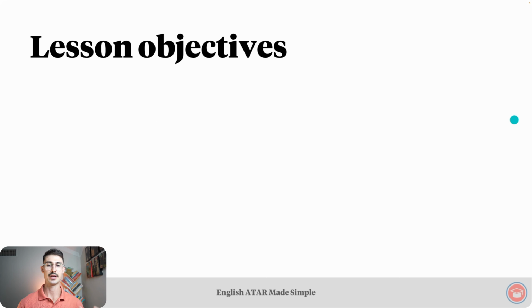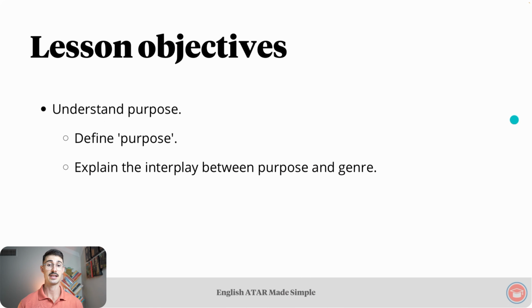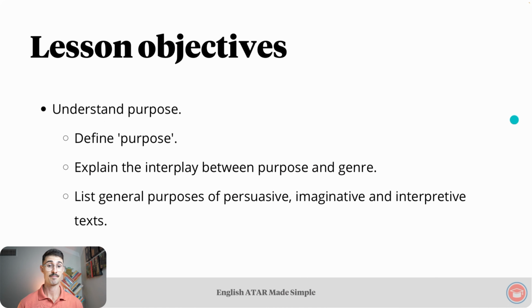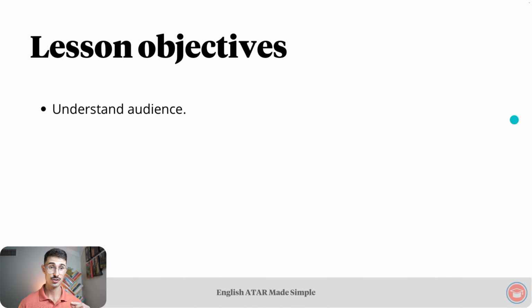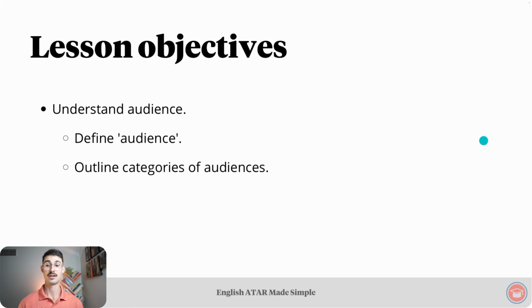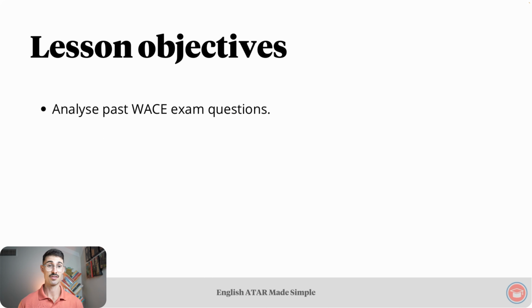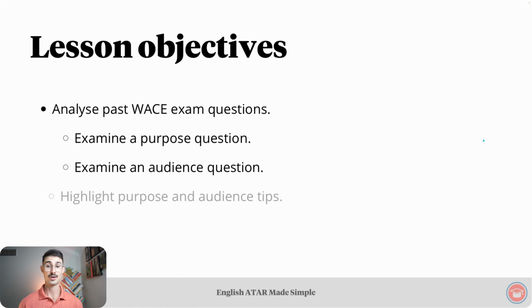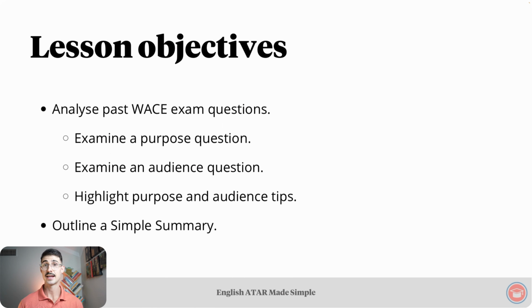What are we going to do in this lesson? Firstly, we will understand purpose by defining purpose, explaining the interplay between purpose and genre. Then we will list general purposes of persuasive, imaginative, and interpretive texts. From there, we will shift to discuss audience. We will do that by defining audience, then we'll outline some categories of audiences. From there, we'll analyze past WACE exam questions. Specifically, we'll focus on examining a purpose question, then examining an audience question. Then we'll highlight some purpose and audience tips. From there, we'll summarize an outline that's nice and simple.